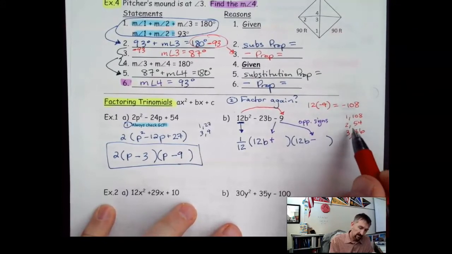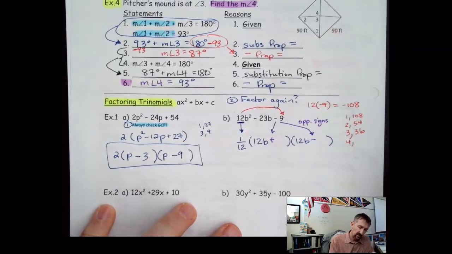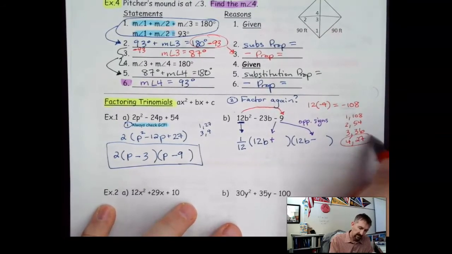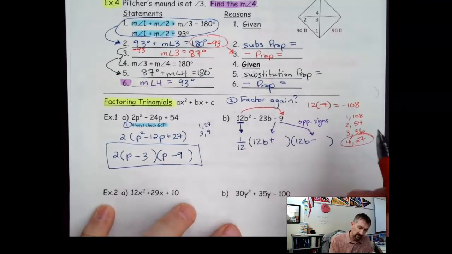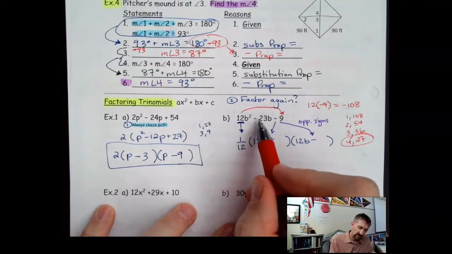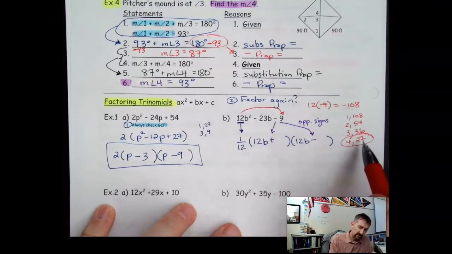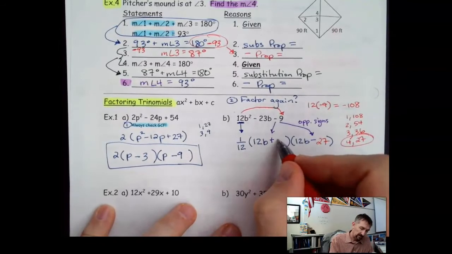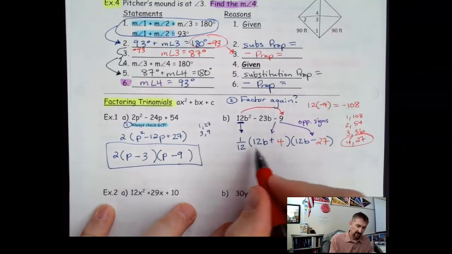So now, because we had 2 times 54, that means I know I can factor out another 2, which would be 4. So if I divide that by 2, I get 27. And there we go, because 27 minus 4 is 23. But it's a negative 23, so I want the 27 to be negative, and then I want the 4 to be positive. So now we're going to divide.